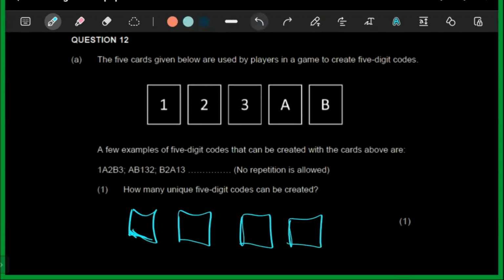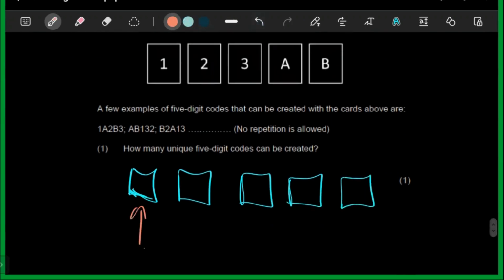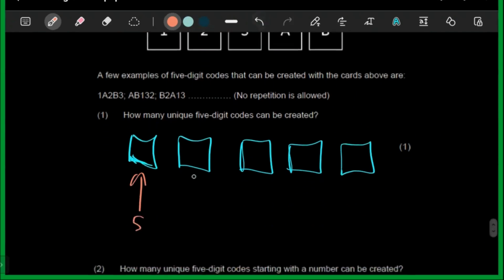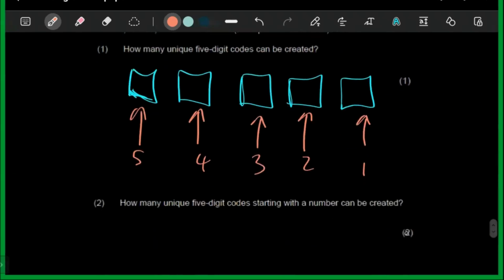So what happens is when you have all your cards available, you have 5 options for the first slot. The moment you put one card here, you only have 4 options left for the other one. When you put one there, you have 3 options left. When you put one here, you only have 2 options left. When you put one here, you only have 1 option left. And then for 2 marks here, no, we're not done. So the number of options here is going to be 5 times 4 times 3 times 2 times 1, which is 120.